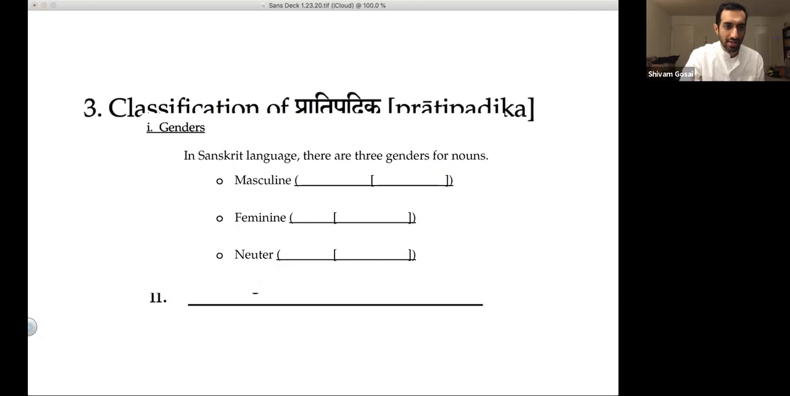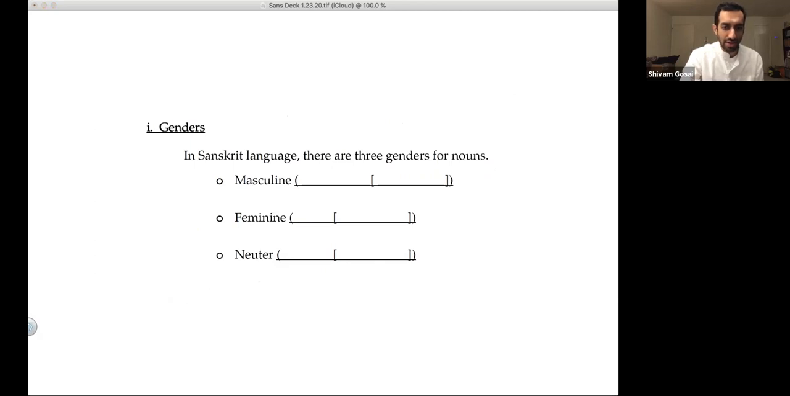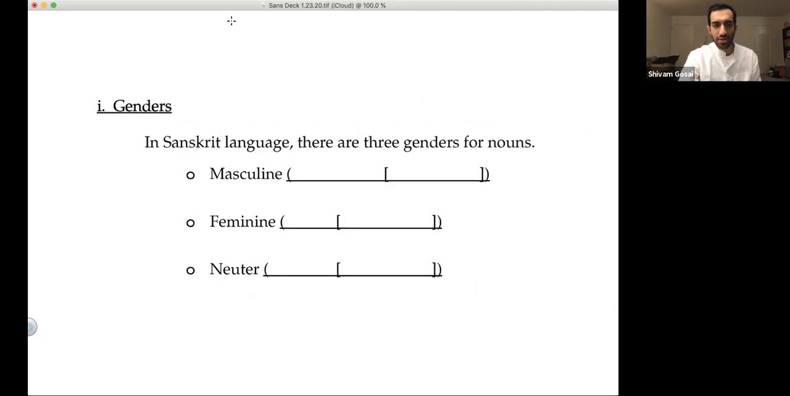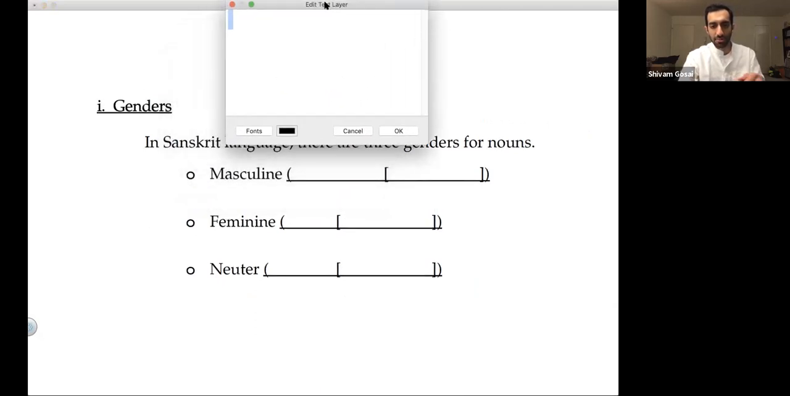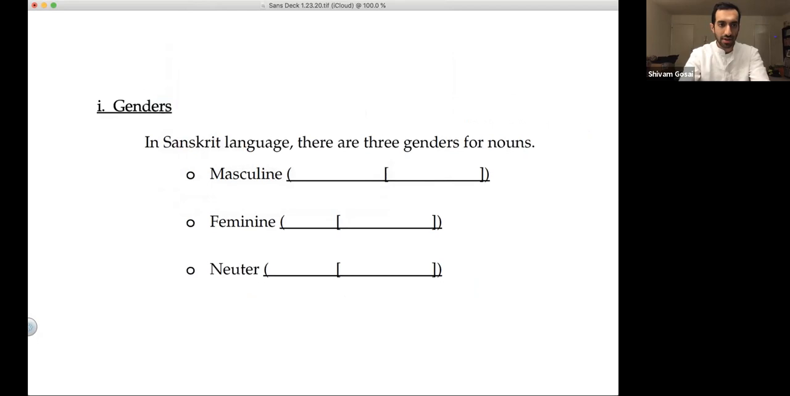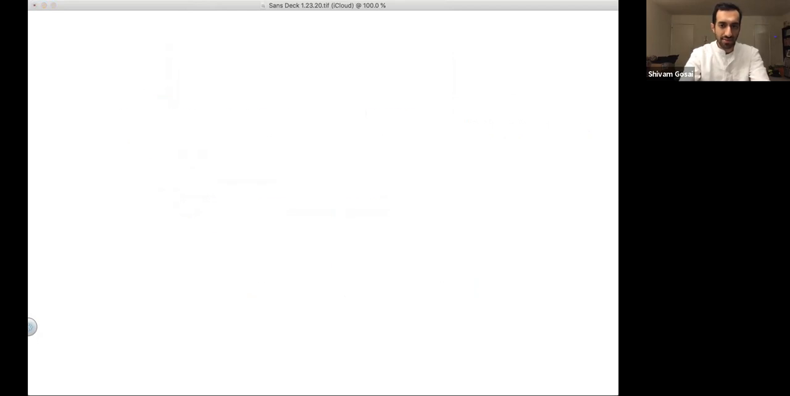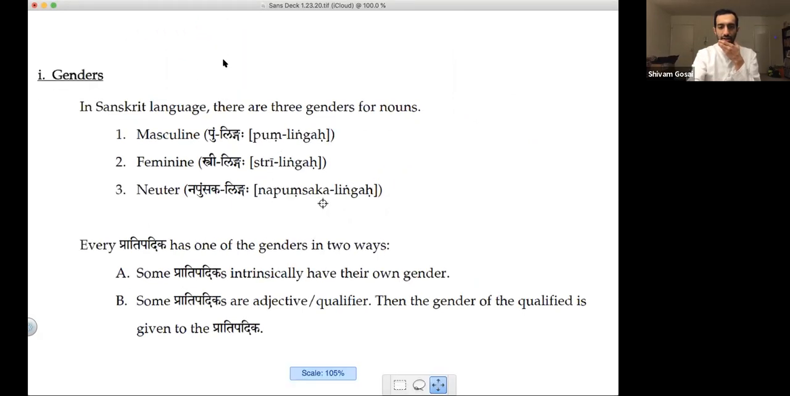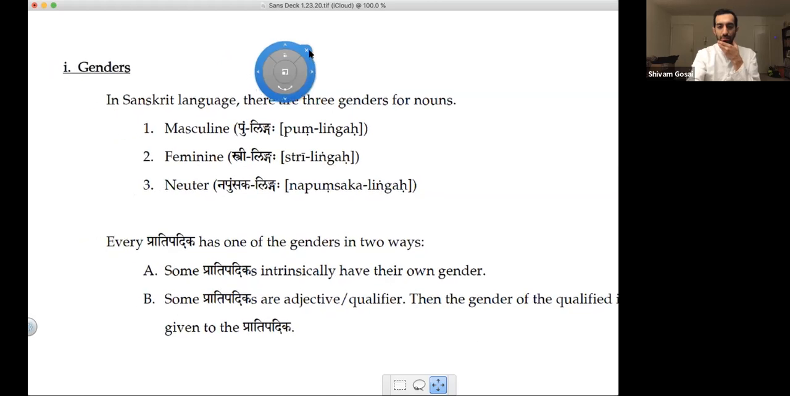Okay, so in Sanskrit, there are 3 genders for the nouns: masculine, feminine, and neuter. Now we need to know the vocabulary for each of these. I'm going to put it in here, and you can write it in your chart. So masculine is what we call punlingaha.